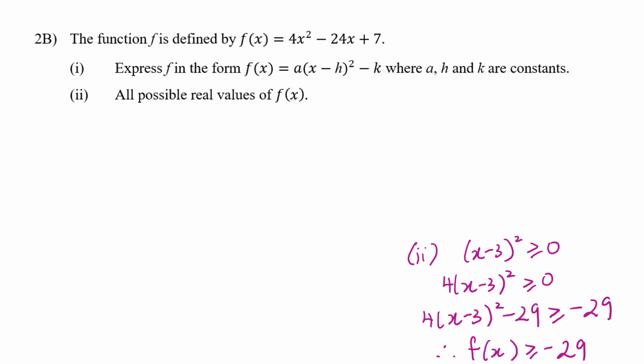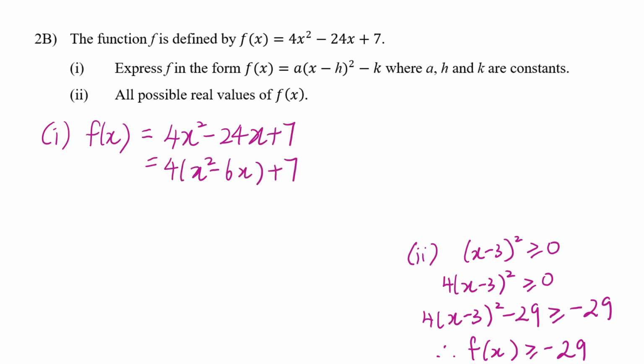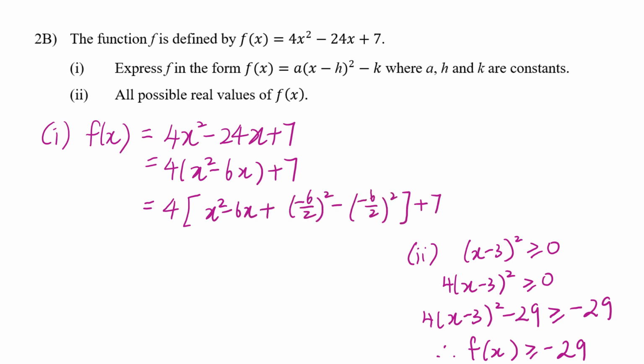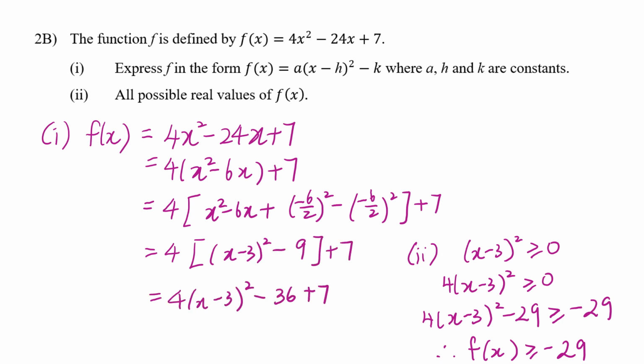So in this question, part one, again, is just to perform completing the square. Factorize your 4 to make the coefficient of x squared be 1. Okay, and then so on and so forth. This part here I won't need to explain again. By now you should be able to do it very well. Make sure the square bracket is there.